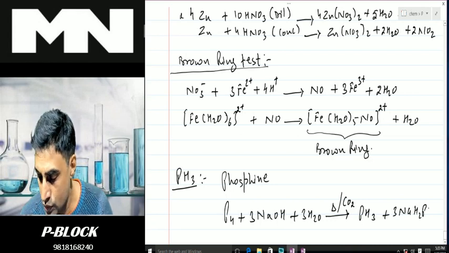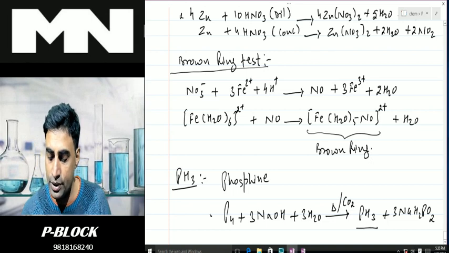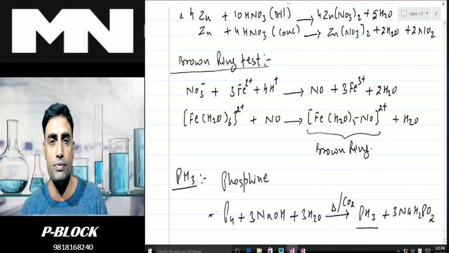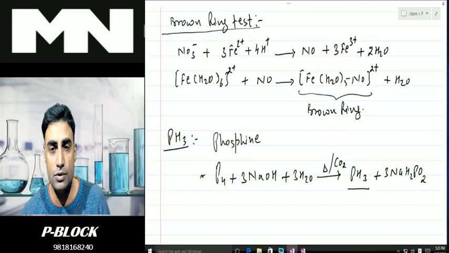it will give you PH3 plus 3 moles of NaH2PO2. So here you have got phosphine. This reaction is very important, and this is an in-text question of your textbook, where it is asked what happens when white phosphorus is heated with sodium hydroxide in an inert atmosphere of CO2.